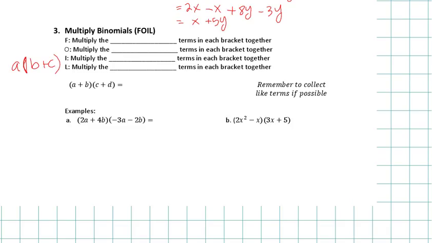FOIL, F-O-I-L, is an acronym for the following. First means you're multiplying your first term by your first term. So that means you're multiplying a times c. That's your first. So that would be ac.